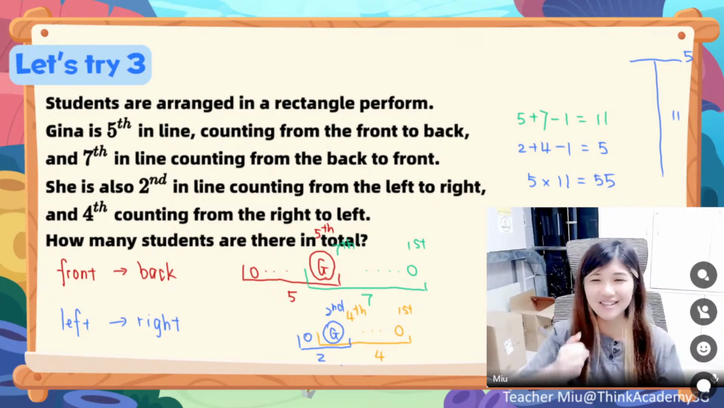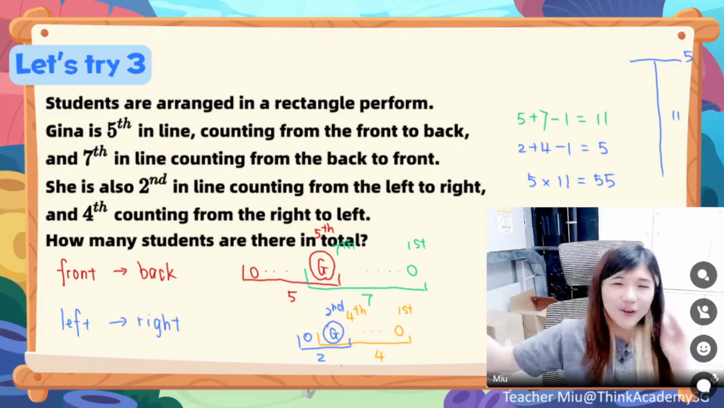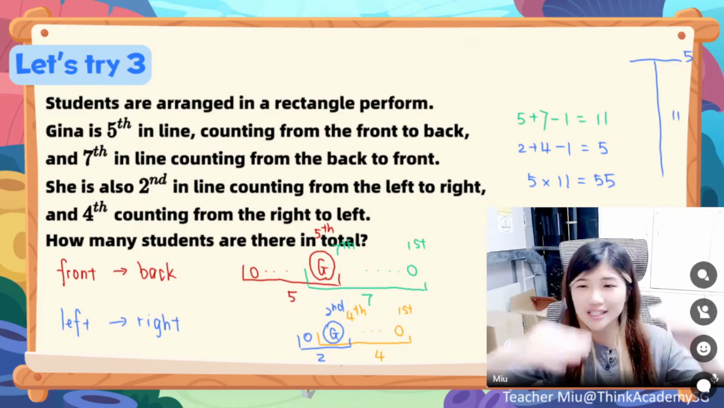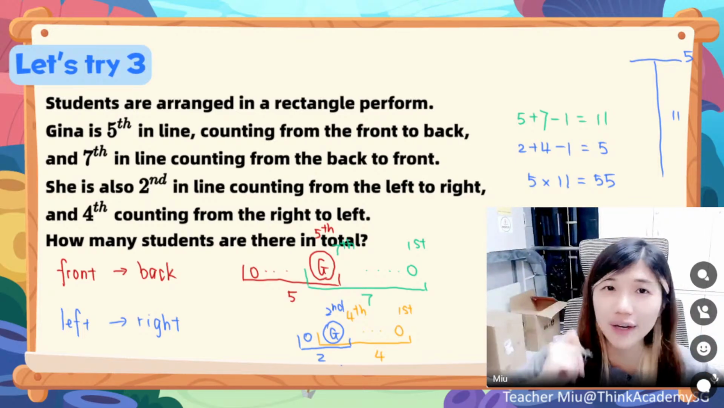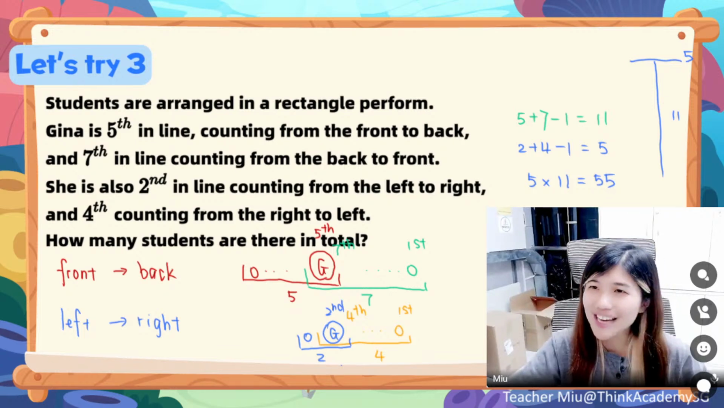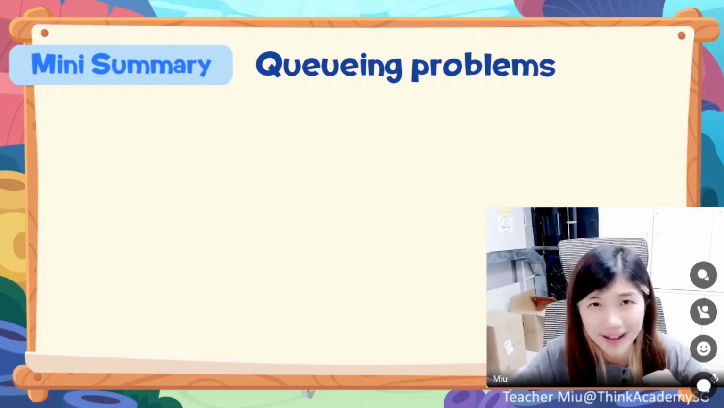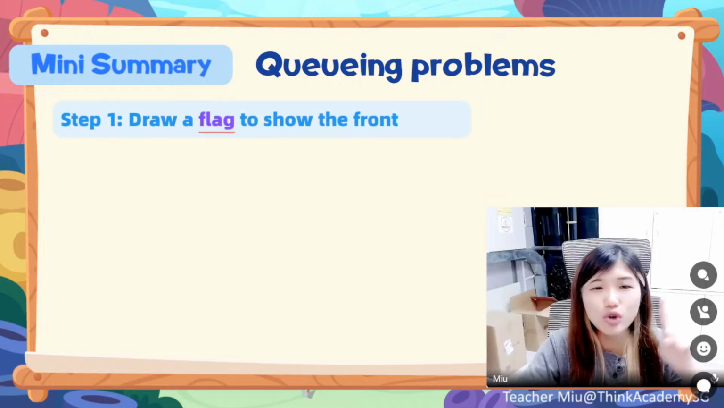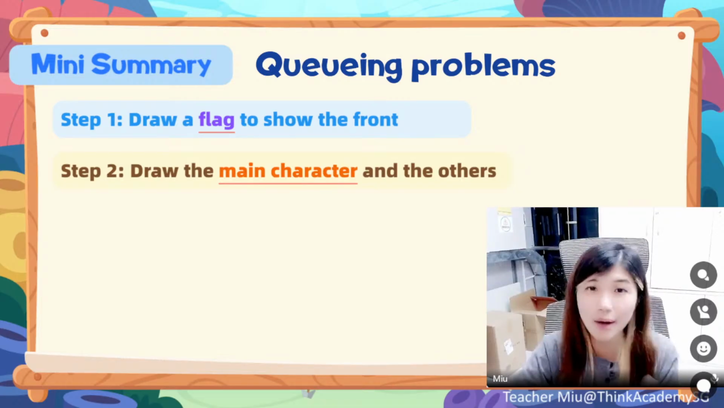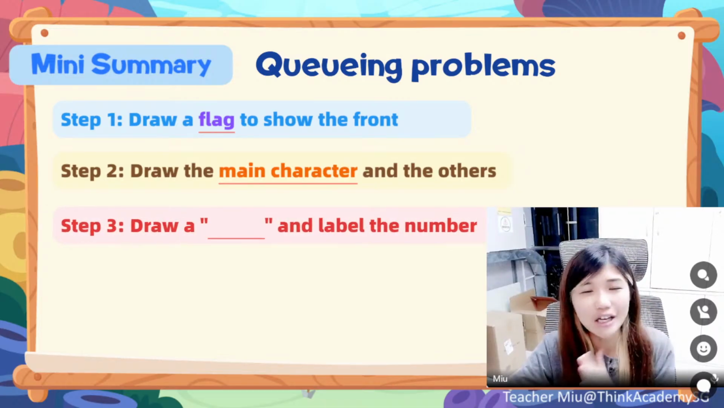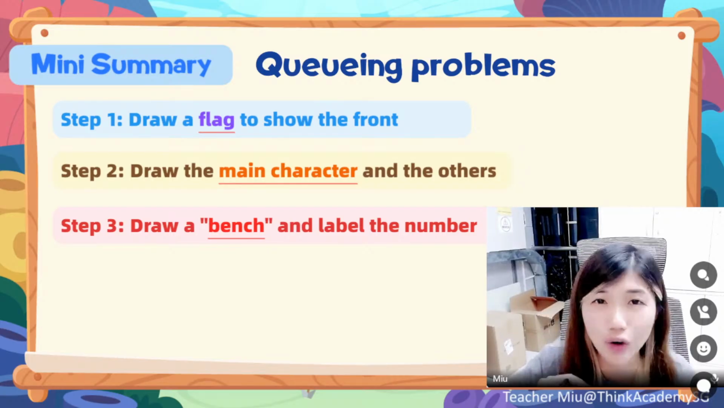So easy, right? So no matter whether it's arranged in a queue, from the left to the right, in a square or a rectangle, no matter how, you just draw it out to find out for the queuing problem. Let's just summarize a little bit. Queuing problem, we use the drawing method. How do we draw it? Step 1, we draw a flag to show the front. Then we draw the main character and the others just like what Mew did. Then you need to draw a bench for them to sit on, label the number, and see what you are actually looking at.